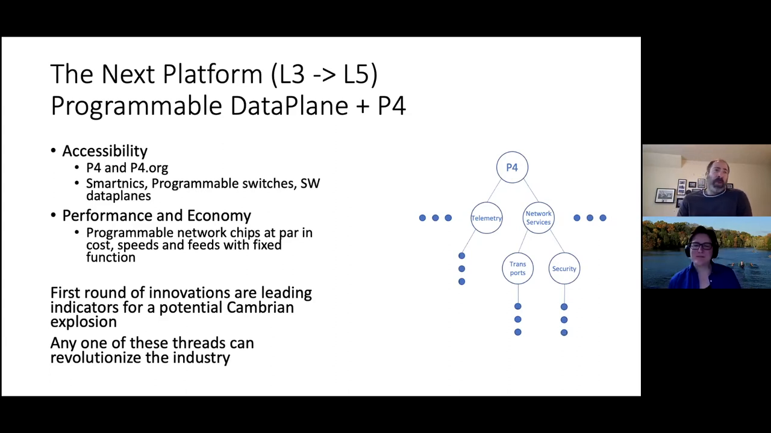And the other part that is clear to me is that we're still on the first iteration of ideas of what we can do with the programmability within the data plane, and any one of these threads can be revolutionary to the industry. And I'm going to talk about a couple of them and demonstrate how I believe that some of these things could move us in a completely different direction.